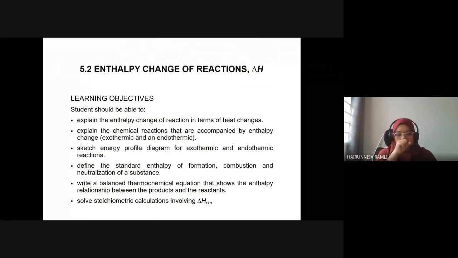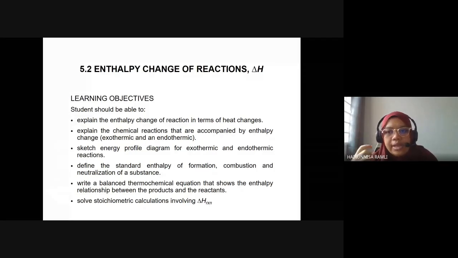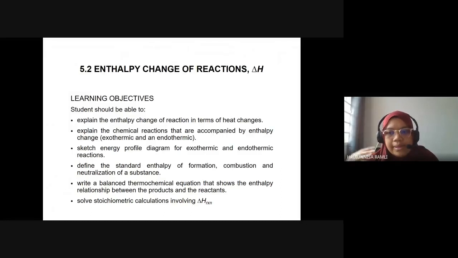Okay, so habis untuk introduction. So basically apa yang you perlu tahu dalam 5.1, you have to know what's the difference between surrounding and system and surrounding.